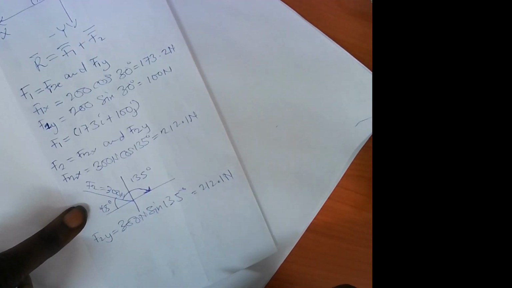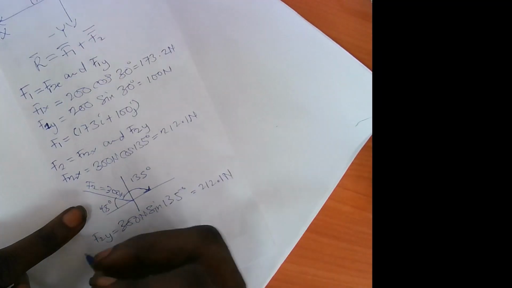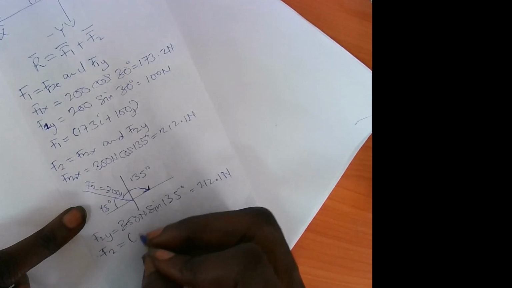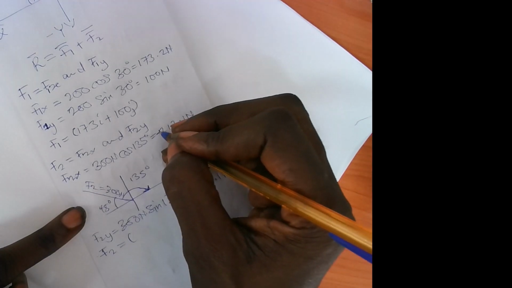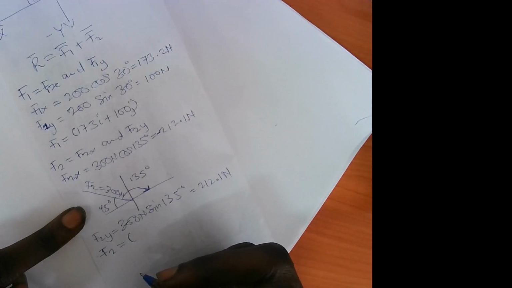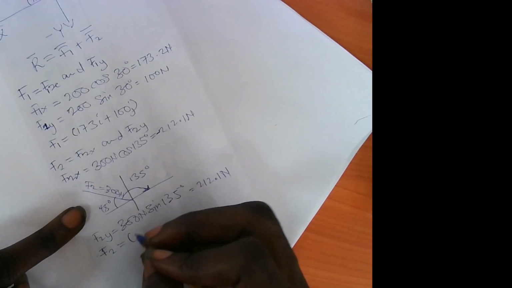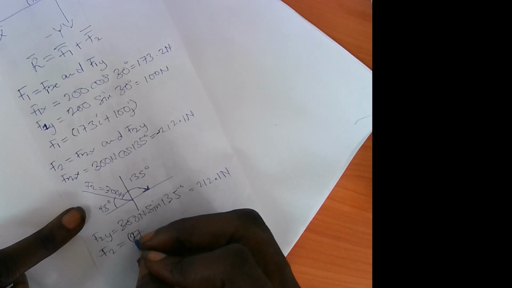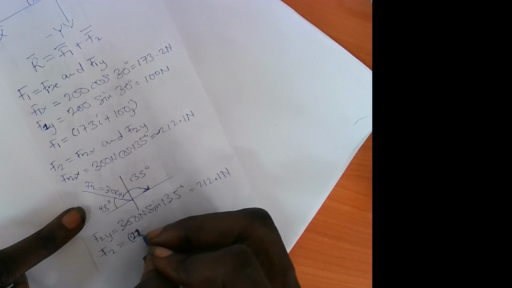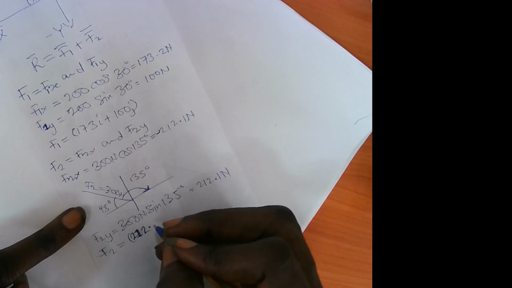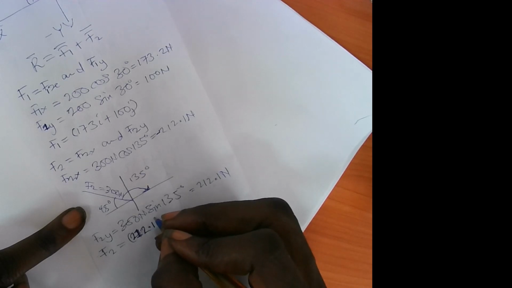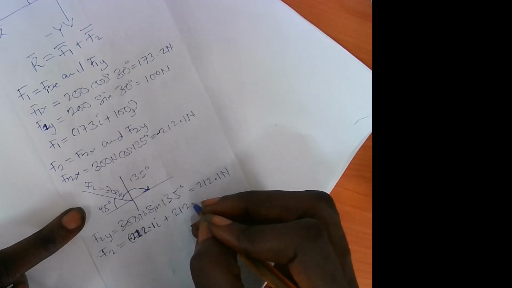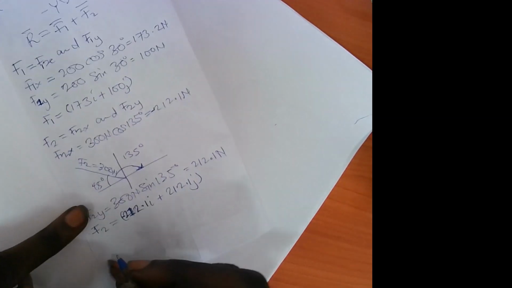Now, to find my resultant vector R, I can add the respective components. But before I do that, let me write F2 well. Wait a minute, here it's going to be negative. So F2 is negative 212.1 I, but it's negative, so let me put the negative sign here, plus 212.1 J.